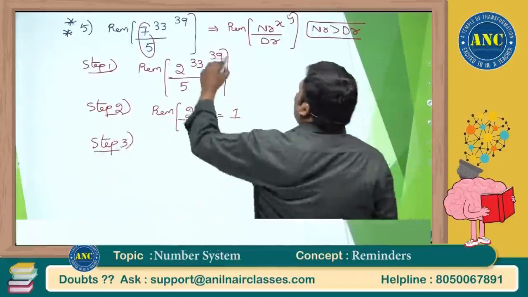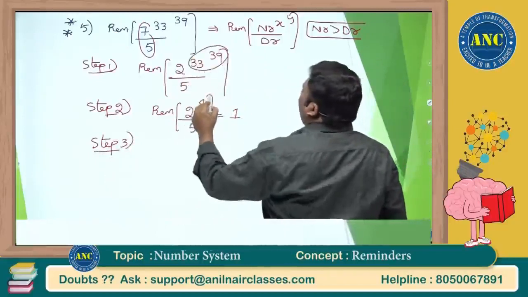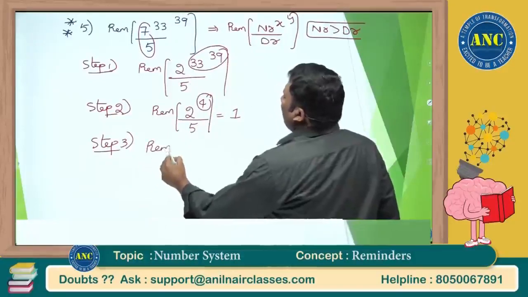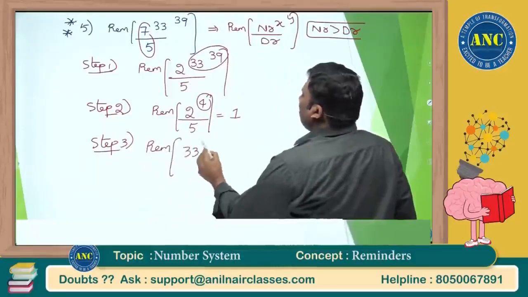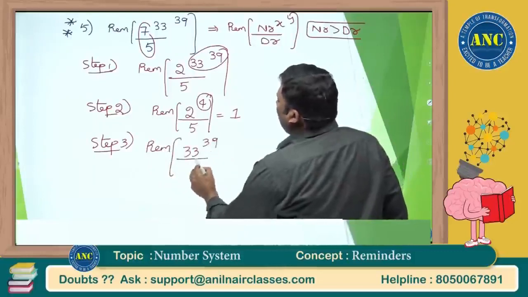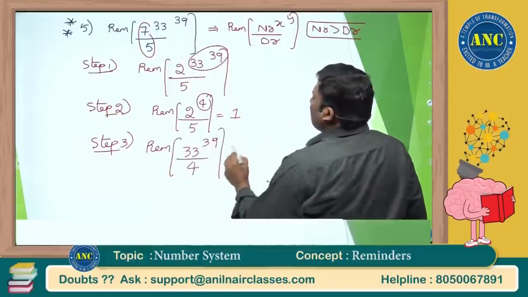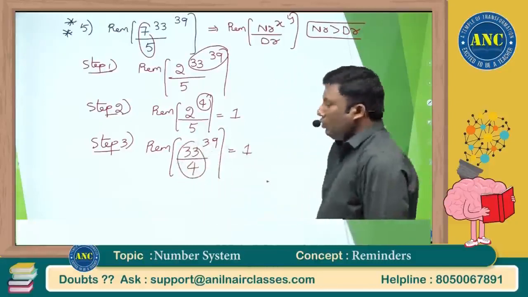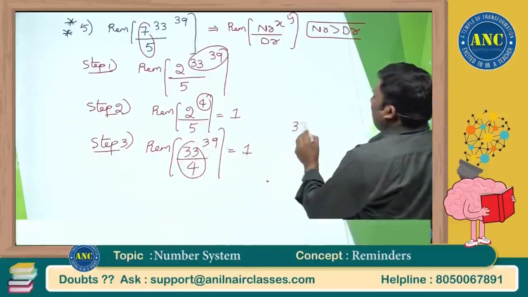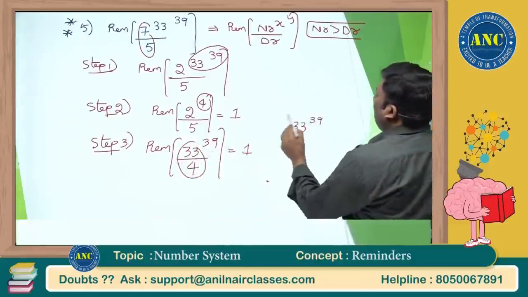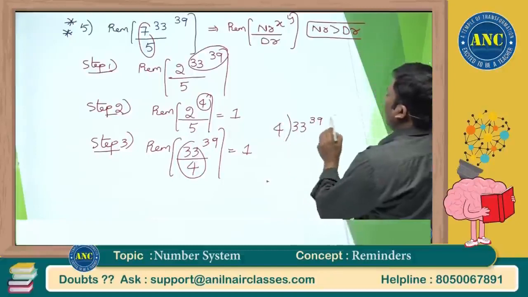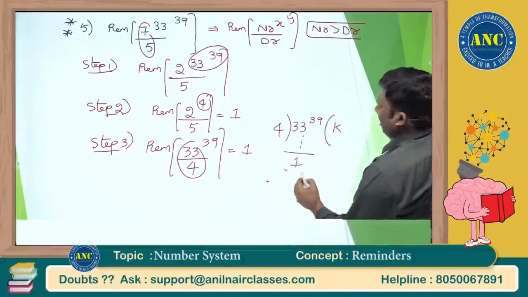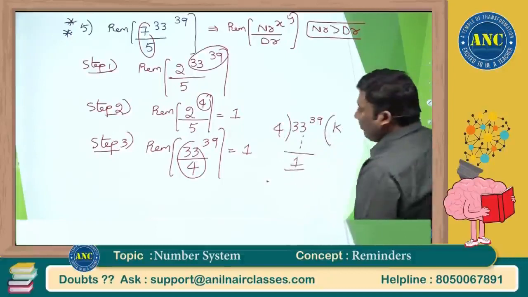Step number 3. Take the power in the question, 33 power 39, and divide it by the power which gave you 1. 4 8s are 32. The remainder is 1. That means 33 power 39 is divided by 4. The quotient we don't know. The remainder is nothing but 1.